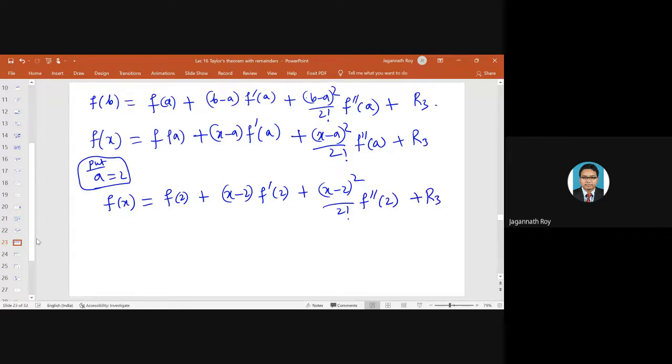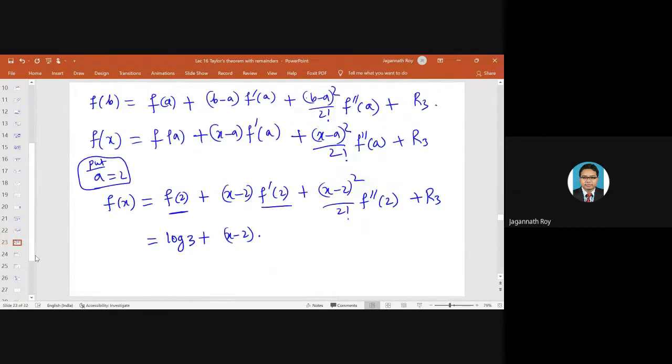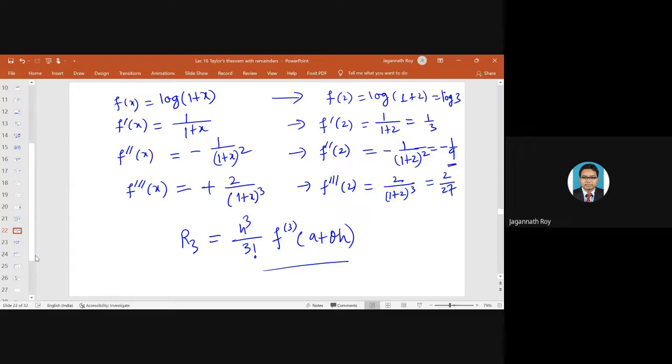Okay, so if you substitute this value, f of 2 is nothing but log of 3 plus x minus 2 times f dash 2. What is f dash 2? It is 1 by 3. So 1 by 3 plus x minus 2 whole square by 2 factorial f double dash 2. There it is minus 1 by 9.